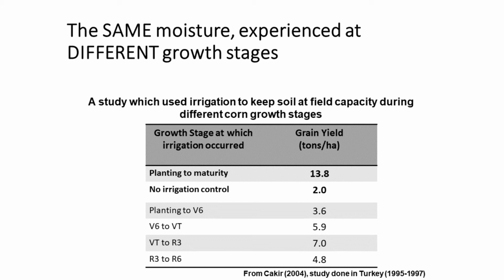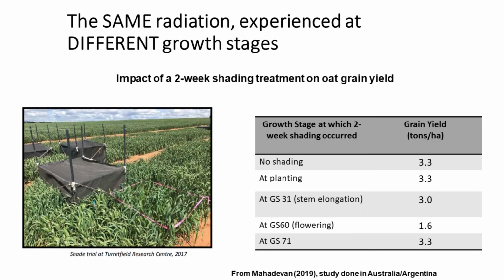We would not want it, for example, to fall between planting and V6. We don't get a very high yield response to that. So we would try to ensure that our development matched that period of rainfall availability to maximize yield response. This same logic applies to solar radiation. We want to ensure that solar radiation is at its highest during key periods of crop development that are going to respond in terms of yield to that additional sunlight.